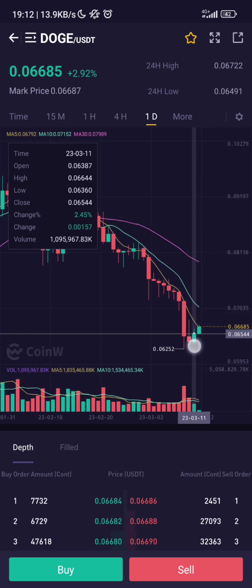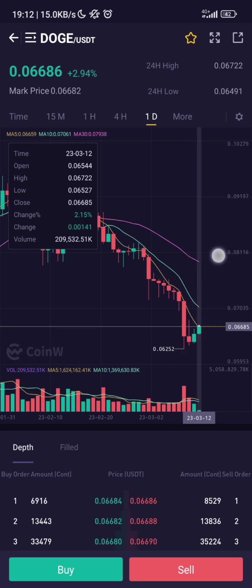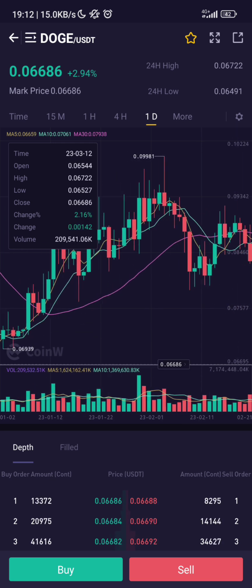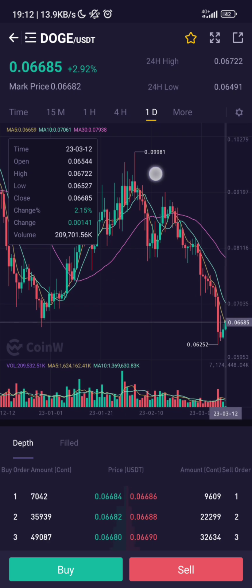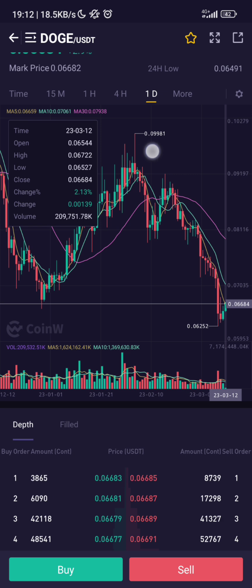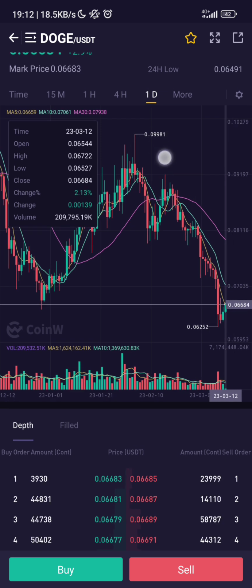That means it's going to leave this point and come up. That's the buy signal. But if I give you a sell signal, which is the short, and the price is at 0.09981, that means the price is going to come down from 0.09981, let's say down to 0.091 or down to 0.08. So that's how you make profit.